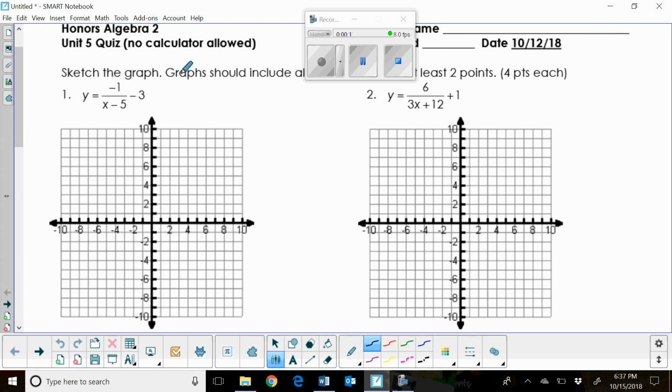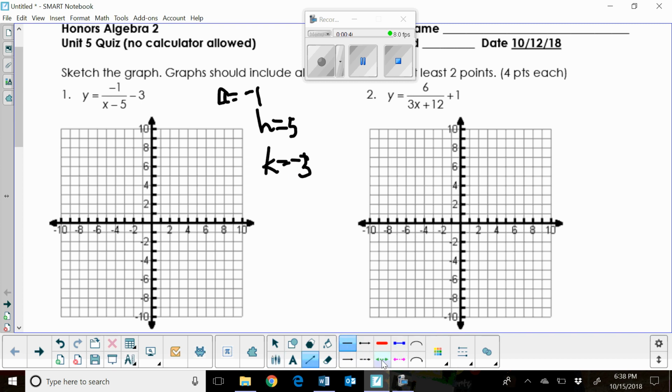We know A, H, and K. A is -1, H is +5, and K is -3. We've learned that we need to graph these asymptotes. If this has a horizontal shift of 5, I'm going to have an asymptote at +5, wherever H is. I'm also going to have a horizontal asymptote at -3. So I'm going to come down here and at -3, I'm going to have a horizontal asymptote.